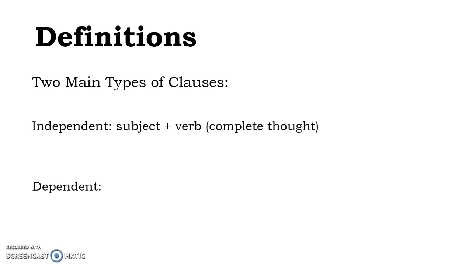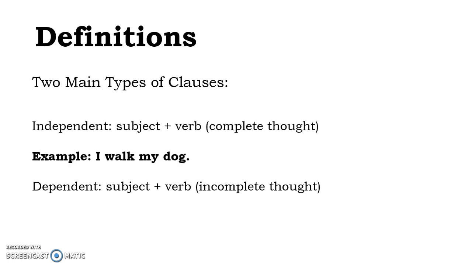An independent clause contains a subject and a verb and forms a complete thought. A dependent clause contains a subject and a verb, but it does not form a complete thought. Some examples. I walk my dog. I, subject, walk, verb, and the total unit is a complete thought.